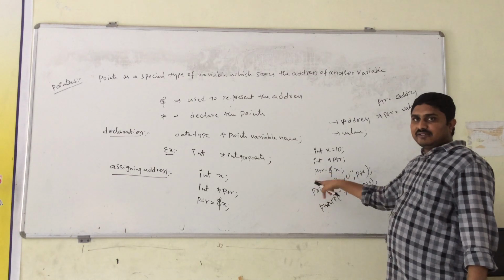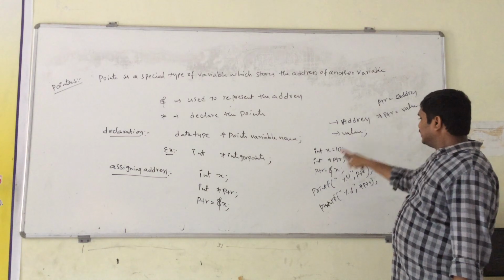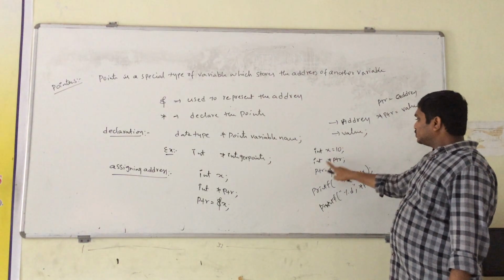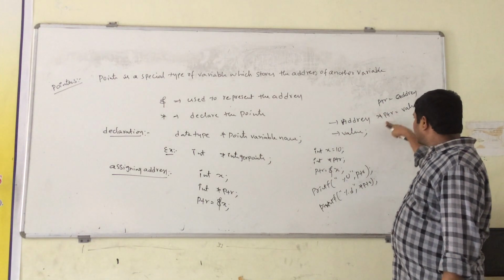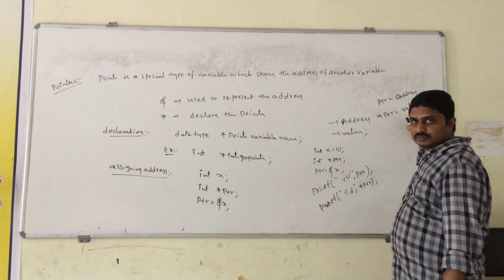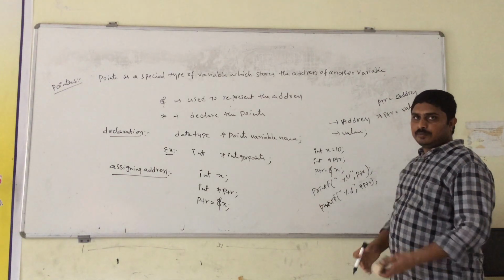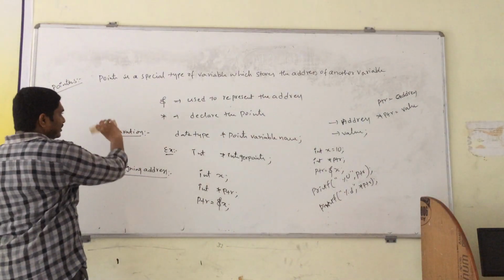So with the ptr we can access two values. With the ptr we can access the address, and with *ptr we can access the value of the variable. The address is directly stored in the ptr. The *ptr represents the value. Now I want to write a small program for these pointers, so I am writing this.